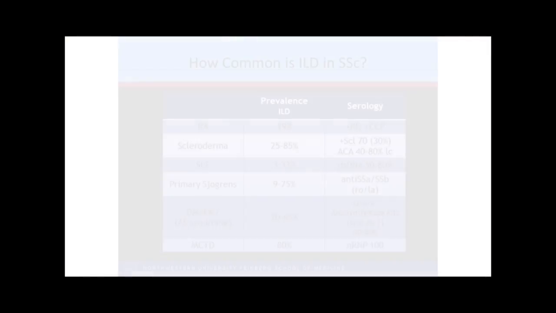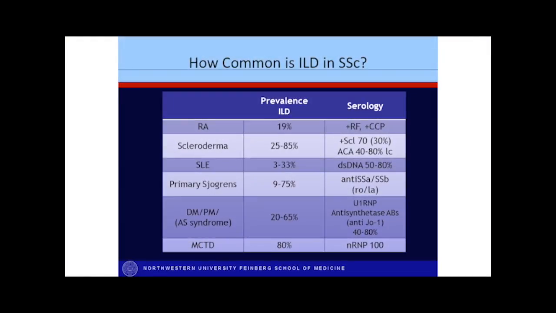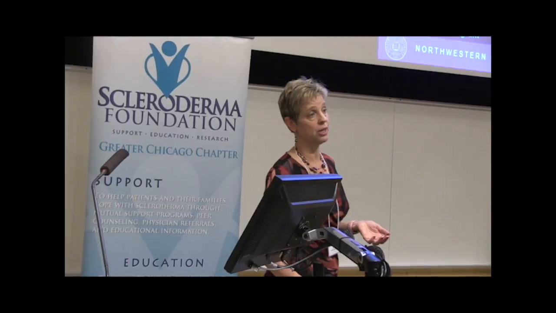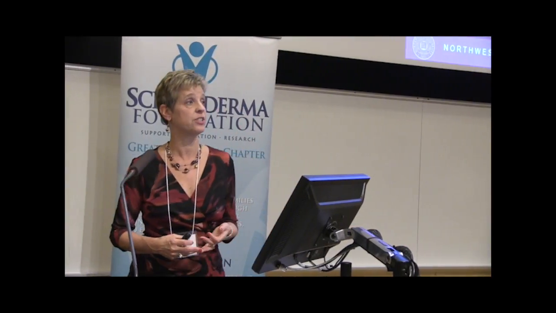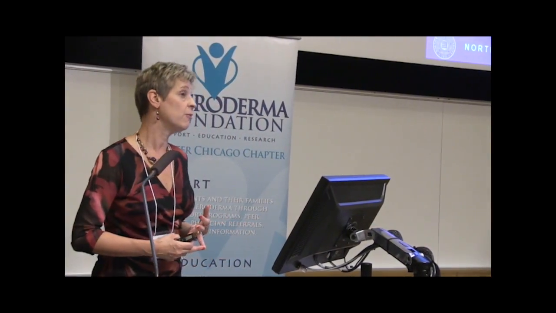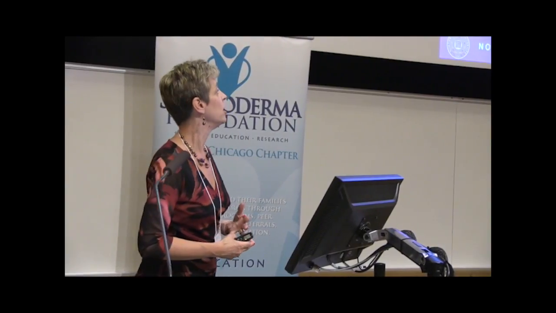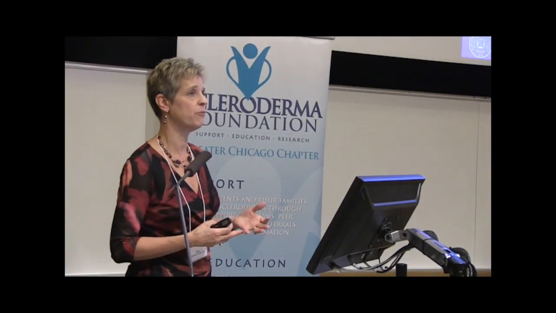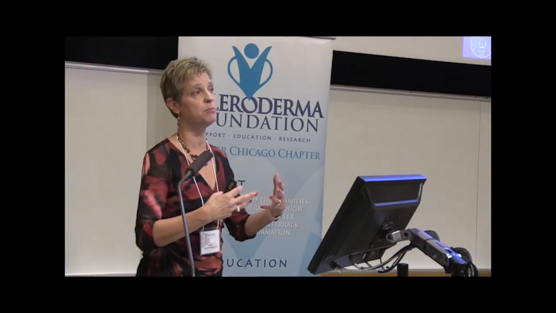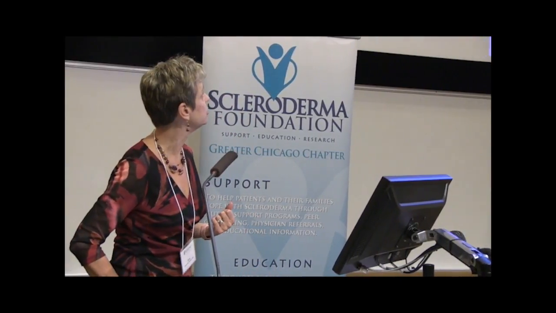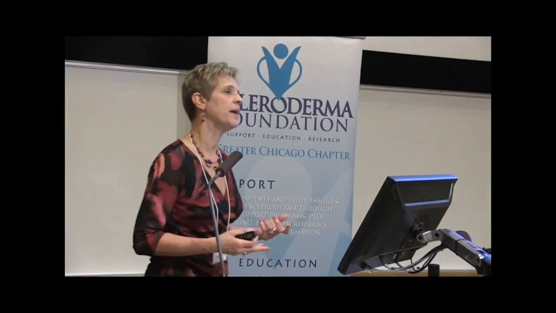So how common is interstitial lung disease in scleroderma? Reported prevalences are anywhere from 25 to 85%, and that's because it really depends on how you find cases. In a center like ours where we screen for interstitial lung disease using either pulmonary function tests or CT scans, we find lung involvement in about 85% of our folks. Whereas if you wait until the onset of clinical symptoms, about a quarter of patients with scleroderma will actually have symptomatic interstitial lung disease. So it's quite common, especially the subclinical interstitial lung disease. Why is it important?